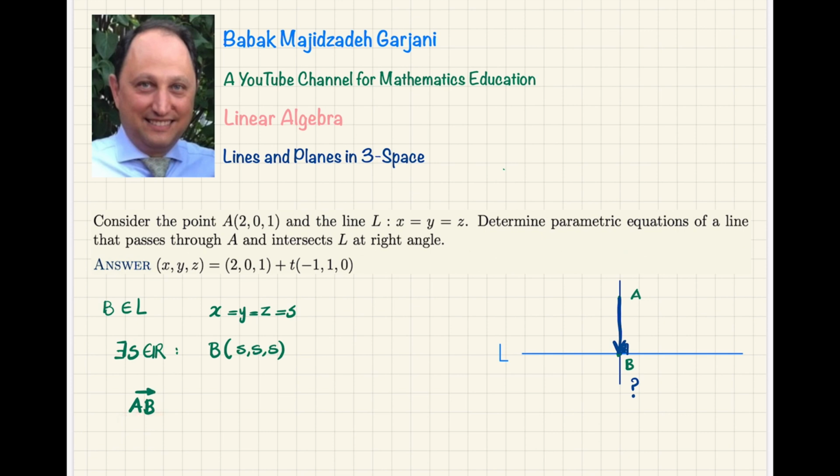So you need to know that I need to subtract the coordinates of the initial point from the final point. In other words, if I want to write this in this form, I can write it like that. Then this becomes S, S, and S minus, then I will have 2, 0, and 1. So finally, my vector AB, which can play the role of my direction vector, is a vector with these components, S minus 2, S, and S minus 1.